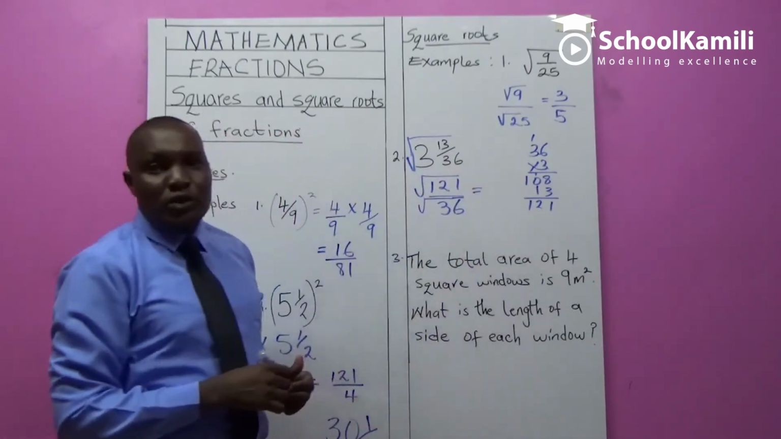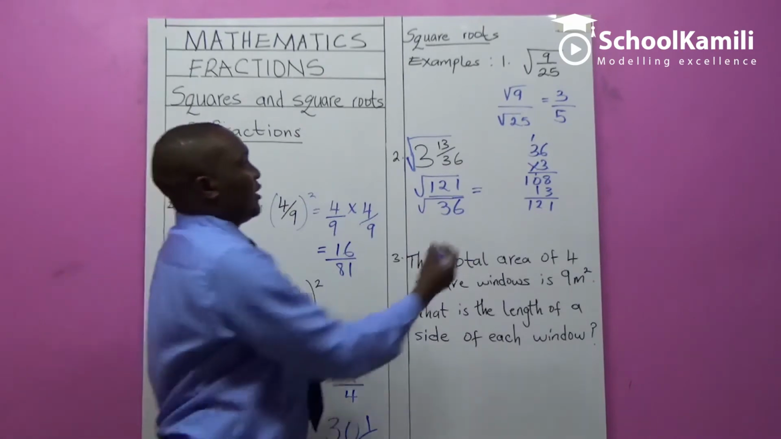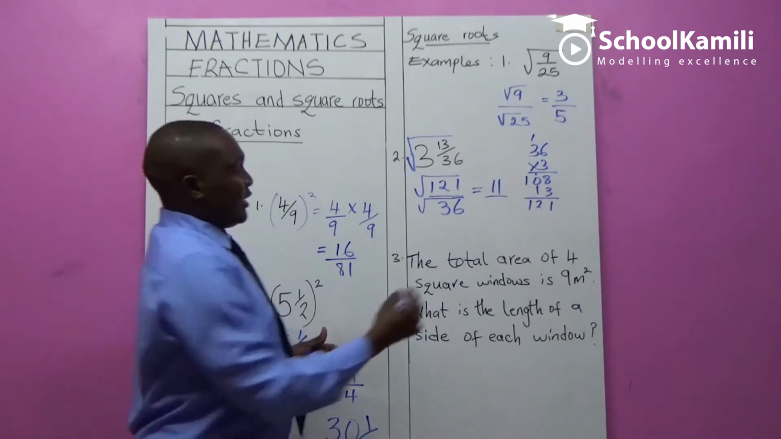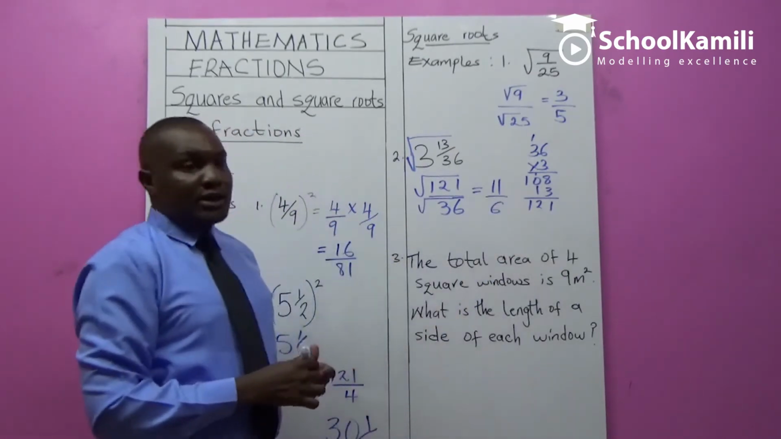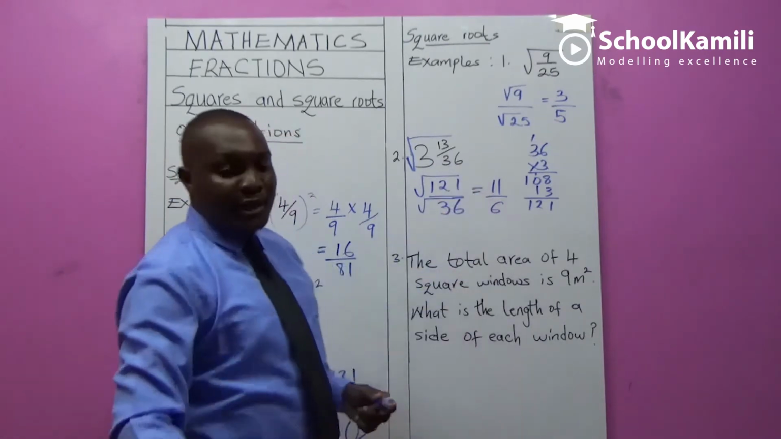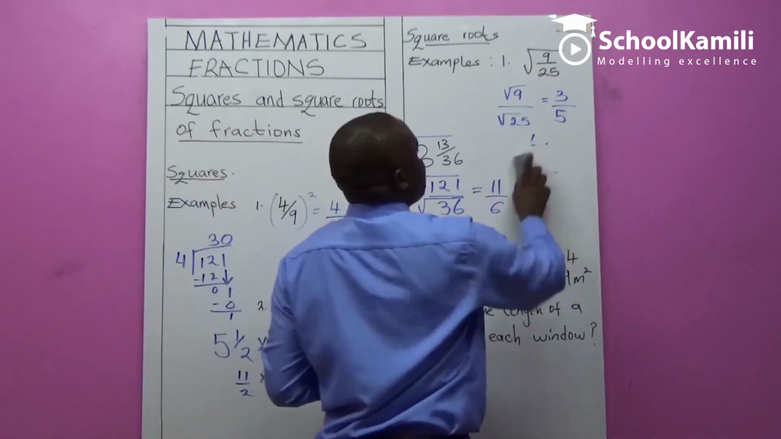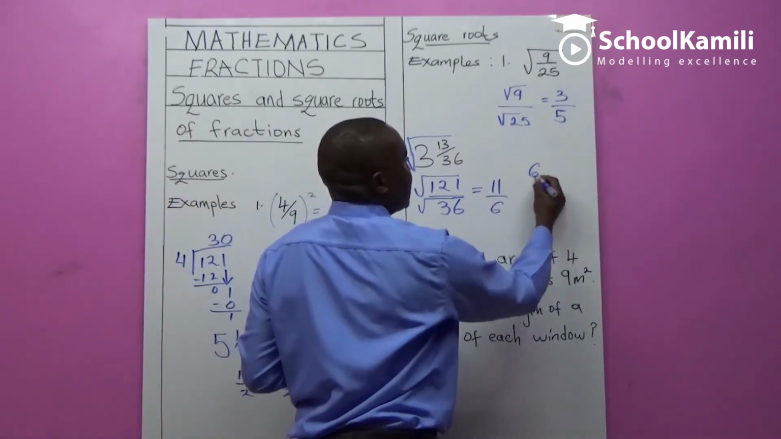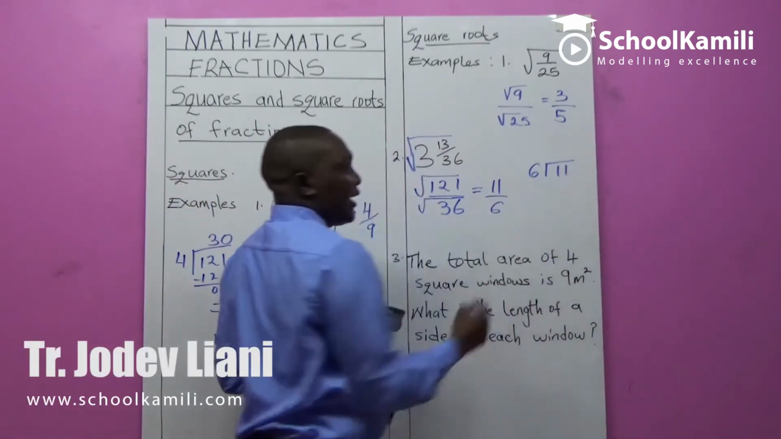What is the square root of 121? 11. What is the square root of 36? It is 6. What do we do here? We change into a mixed fraction. And how do we change into a mixed fraction? We work out long division. That's 11 divided by 6.